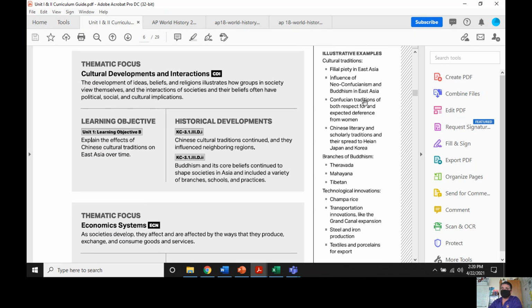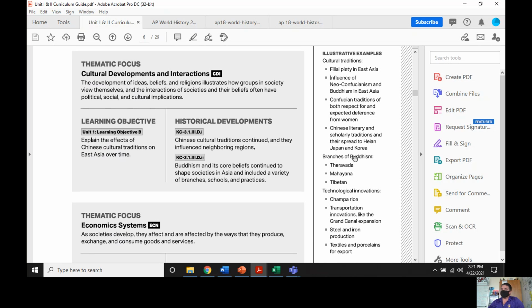Confucianism, again, hey, what do you know? Confucian traditions, of both respect and expected deference from women. That means the wife's supposed to obey the husband. If the husband's dead, then the oldest son, he's the head of the household. It's the idea that a woman should defer to her husband or her father, because they theoretically know best. Again, it's patriarchal. You need to know that. But that becomes a big part of East Asian culture, especially during these days.